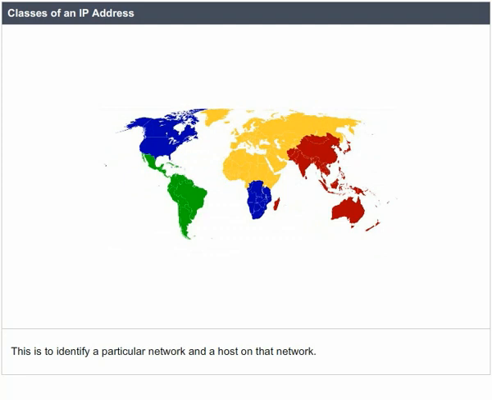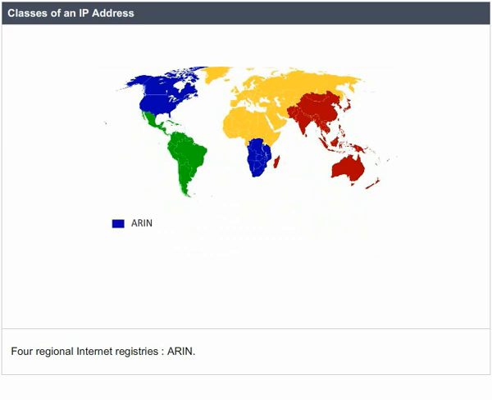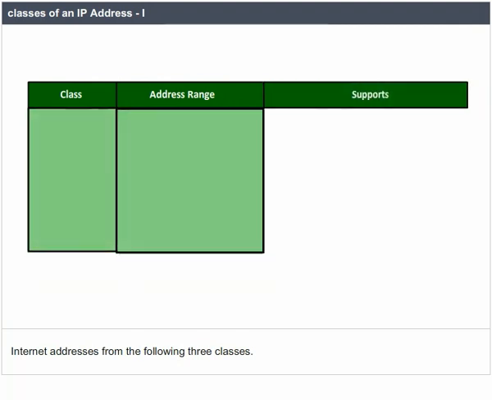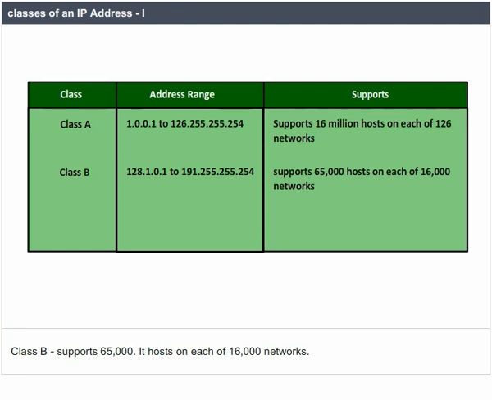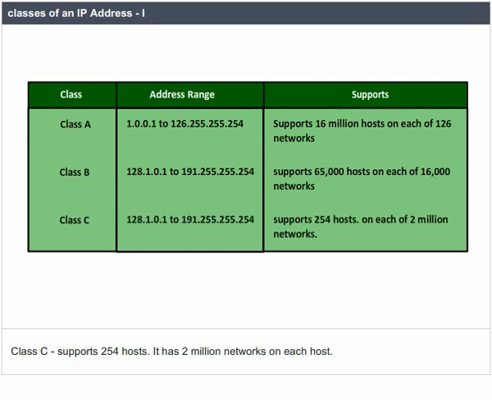There are 4 regional internet registries: ARIN, RIPE NCC, LACNIC, and APNIC. Internet addresses come from the following 3 classes. Class A supports 16 million hosts on each of 126 networks. Class B supports 65,000 hosts on each of 16,000 networks. Class C supports 254 hosts on each of 2 million networks.